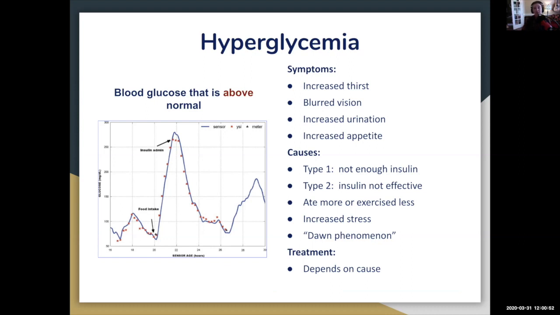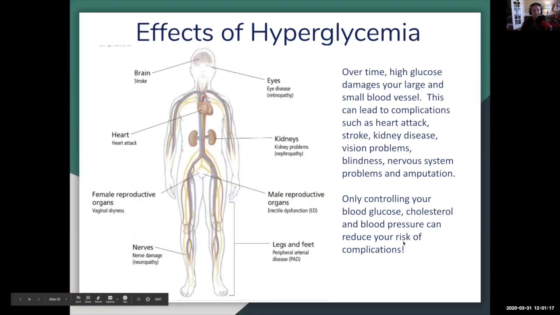So these patients get frustrated that they're waking up with high blood sugars and they cannot figure it out. And so people who have really strong dawn phenomenons, we need to make changes to how they take their medications, or we need to put them on an insulin pump that can account for that problem at that time of day. So, like I said, the treatment for it depends on the cause of the problem.